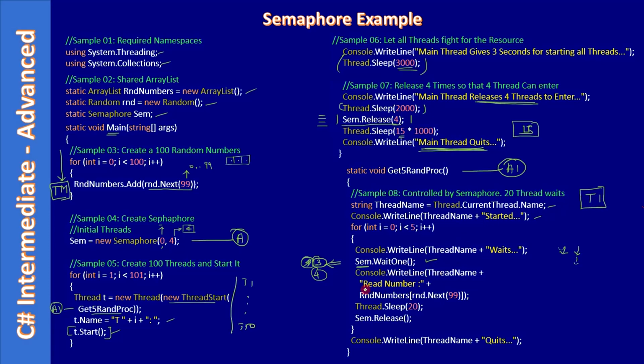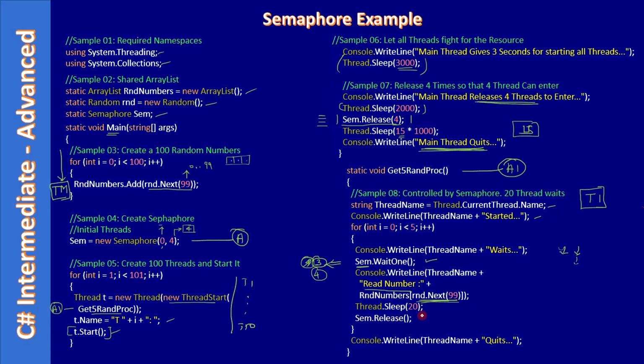It reads a number. When it is reading the number, it uses the read number array list, and if you see inside the indexing, we once again specify the random, so it can read any element and print it in the console window. Thread name, read number, and it is printing whatever number is read by the thread. So there is a 20 seconds delay.